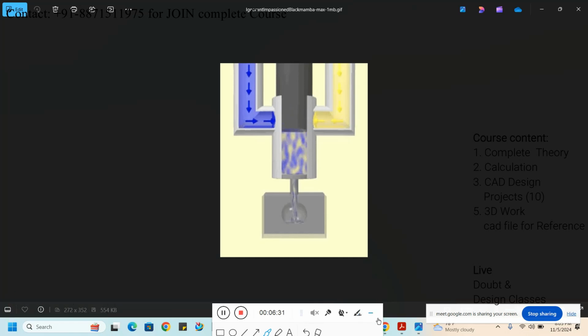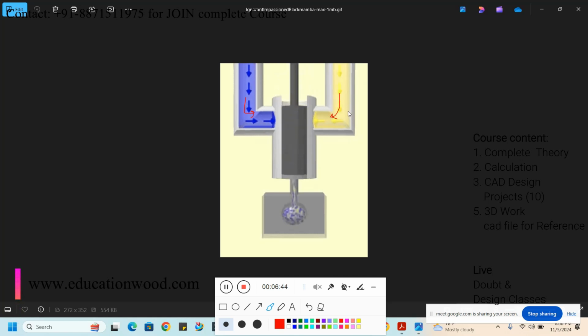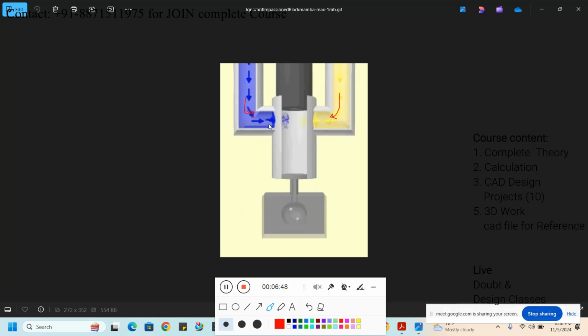We are pouring the material. For example, this is the polymer material and this is the adhesive material. Combined, they are pushed by the plunger or the piston into the impression, or you can say the mold core and cavity, right?